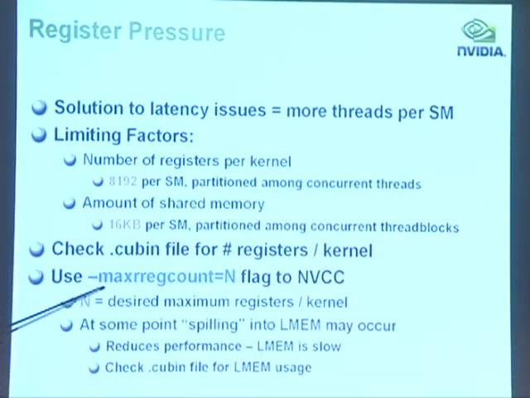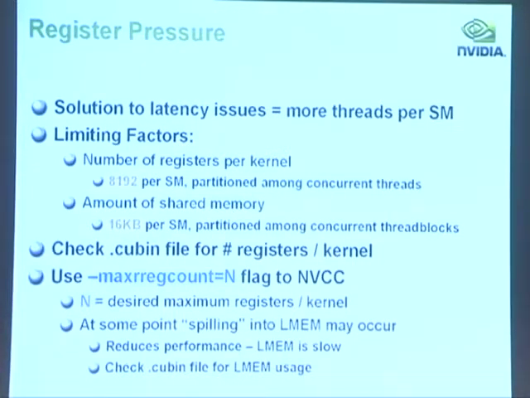So you can pass -maxrregcount=n to NVCC, where n is the desired maximum. You should know that registers are allocated in fours, so n should be a multiple of four. No matter what you set it to, it'll be a multiple of four when it comes out.